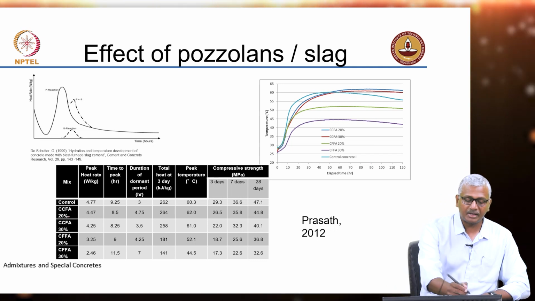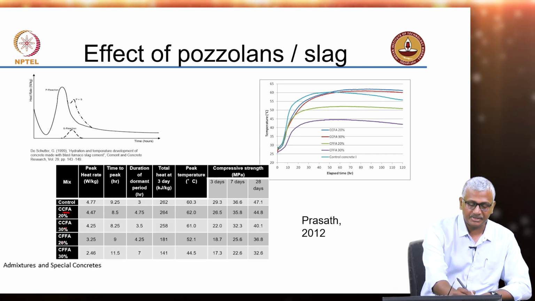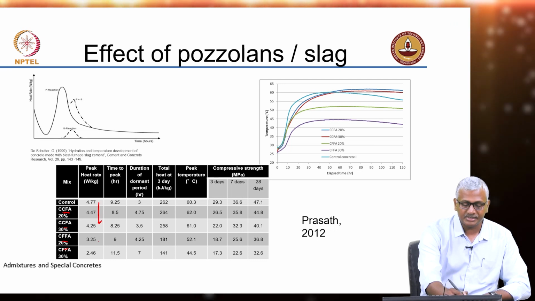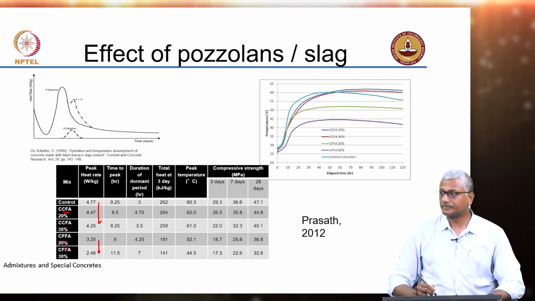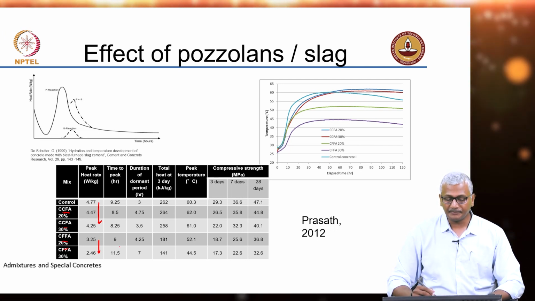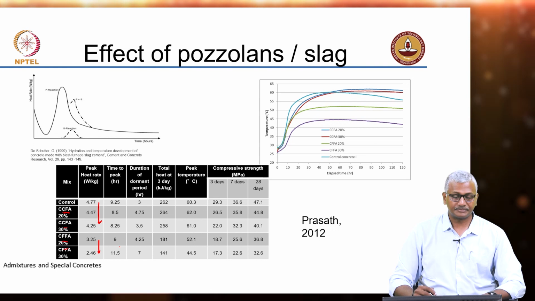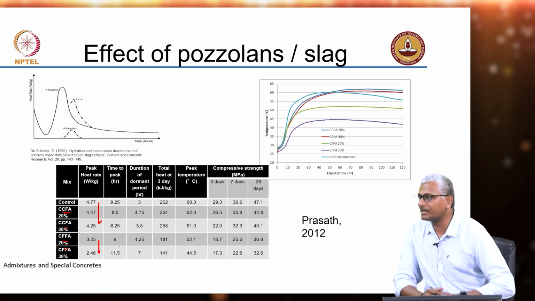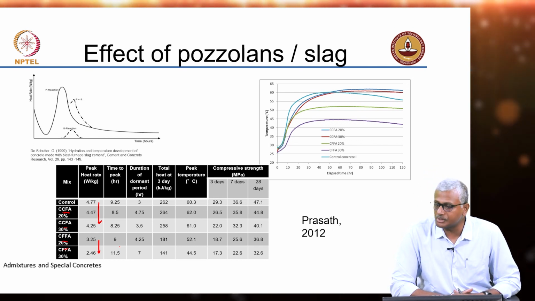You can imagine when type C fly ash or type F fly ash is being used, your peak heat rate as compared to Portland cement is coming down. The time to the peak is also changing, but not significantly. Why do you think time to peak does not change significantly, even though the peak heat rate comes down with fly ash?